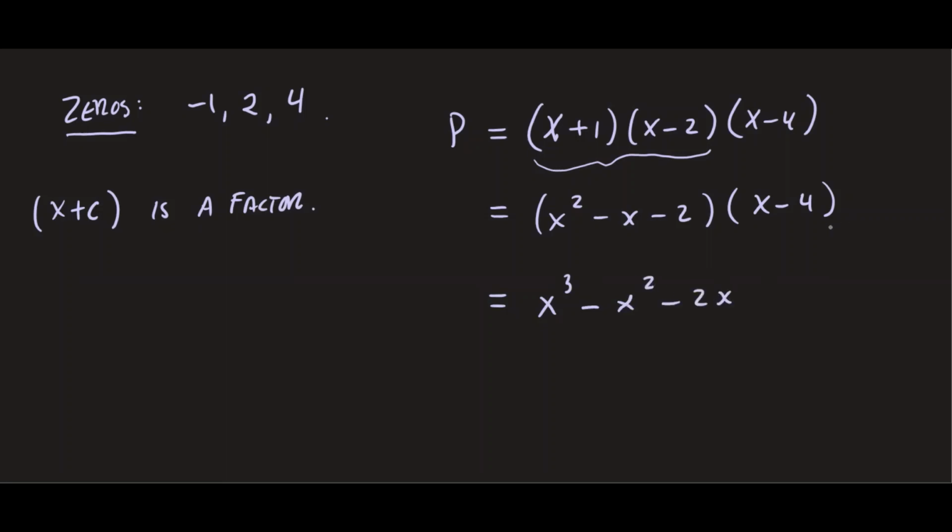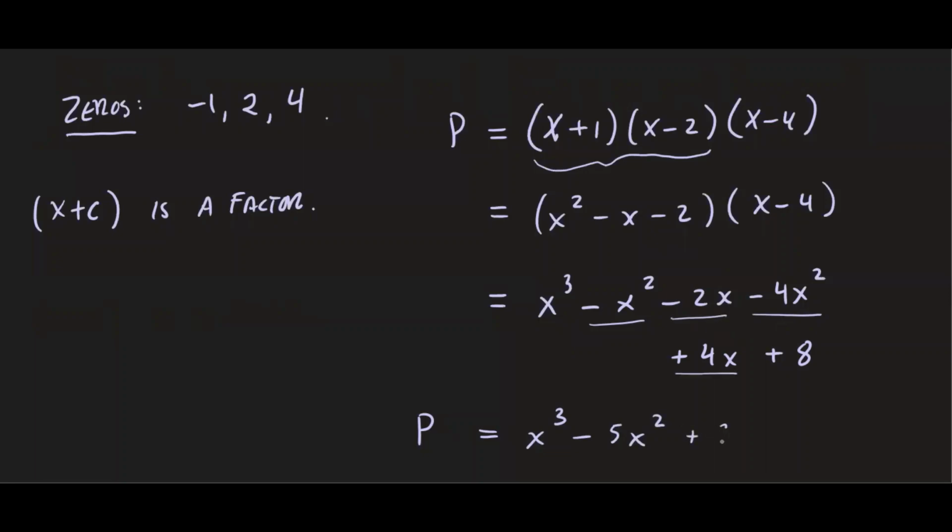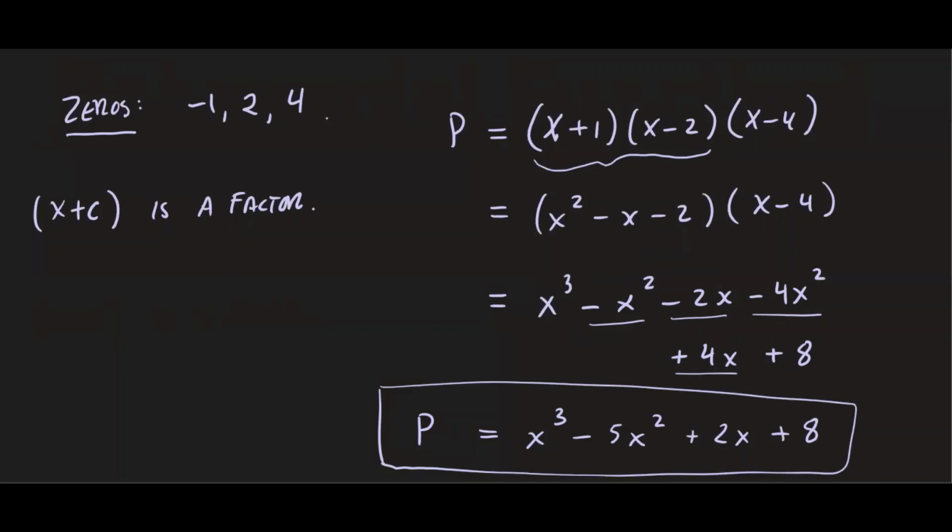And now we go ahead and distribute -4. That will give us minus 4x squared, and then plus 4x and plus 8. And then by combining like terms, we have our polynomial function, which is x cubed. These are like terms, so that will be minus 5x squared. These are like terms, that will be plus 2x plus 8. That's the polynomial function we're looking at if those were the zeros.